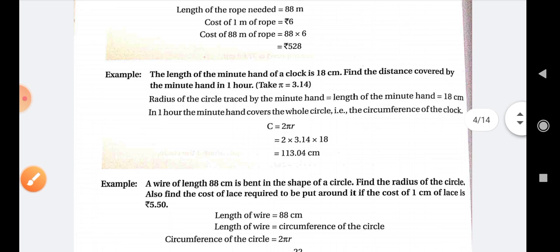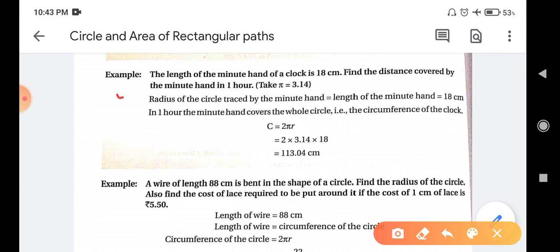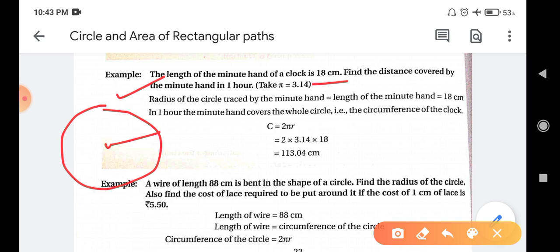Next example is the length of the minute hand of a clock is 18 centimeter. This is a clock and we are given the length of a minute hand. It is 18 centimeter, that is it will be radius. It will be equal to radius of a circle. Then we have to find the distance covered by the minute hand in 1 hour. In 1 hour, how much distance will the minute hand cover?